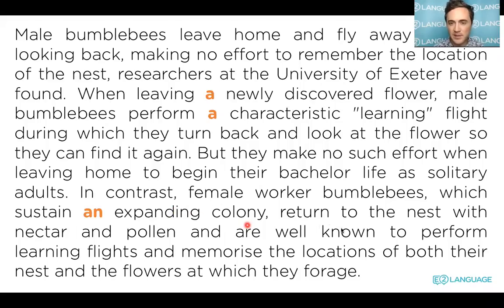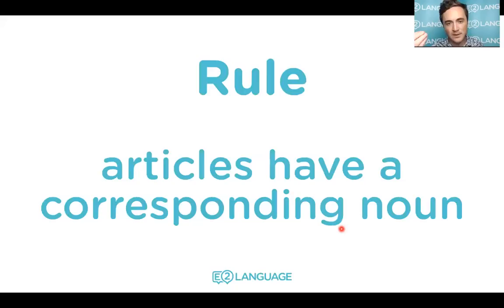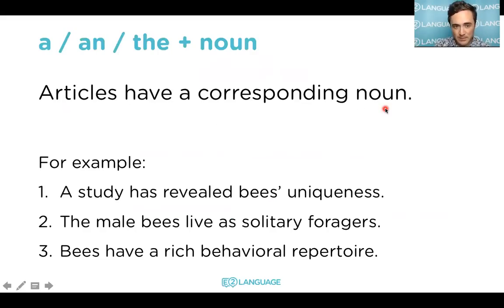Right. That brings us to our first rule. The first and most basic rule of an article is that it has a corresponding noun. In other words, articles have a corresponding noun. For example, let's look at these 3 examples here. A study has revealed bees' uniqueness. The male bees live as solitary foragers. Bees have a rich behavioral repertoire.